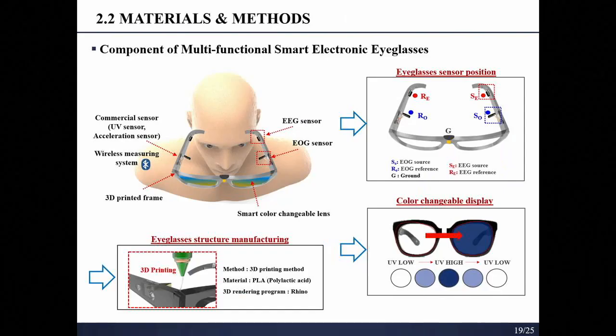And the color changeable display is to actively protect our eyes from UV radiation. So we applied some color changeable materials on the lens of the eyeglasses. And the other commercial sensors and wireless system are embedded in the frame of the eyeglasses.